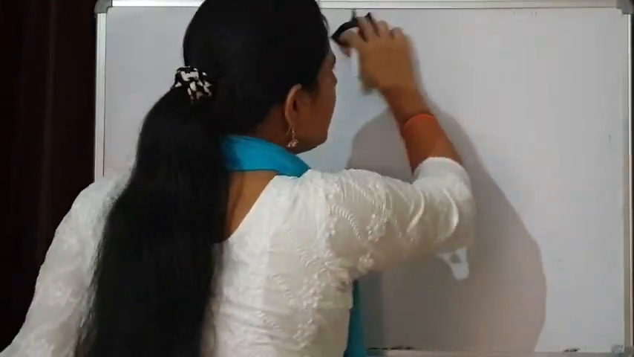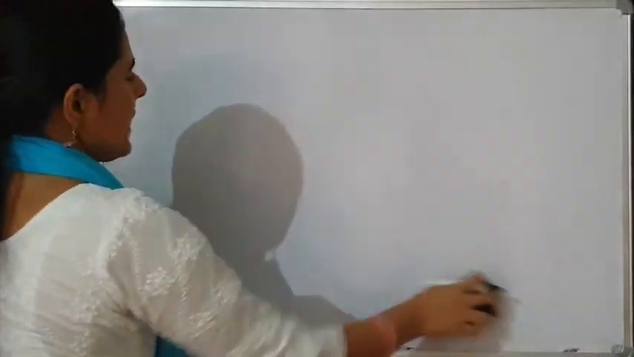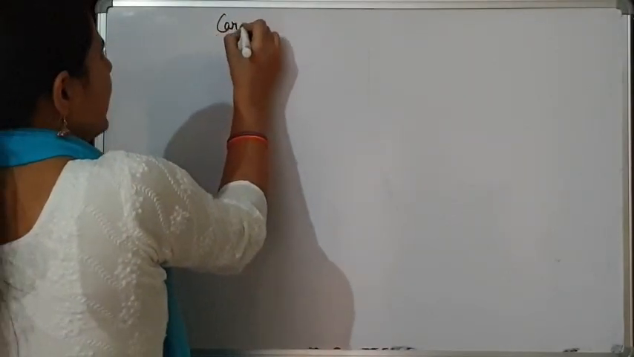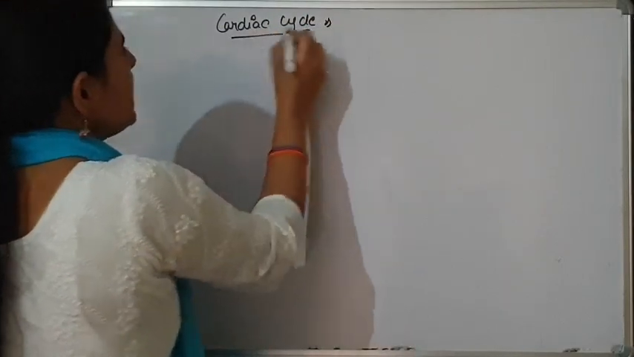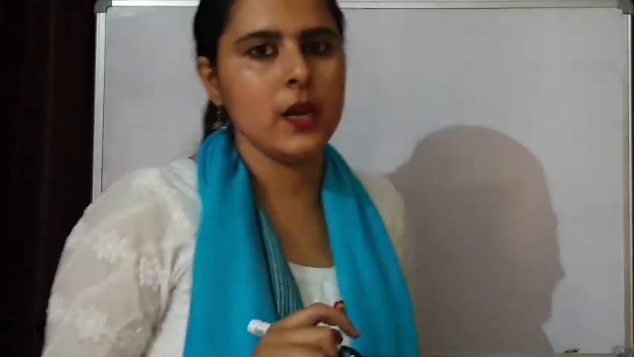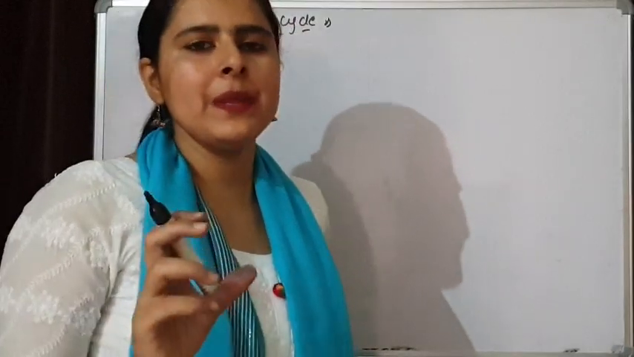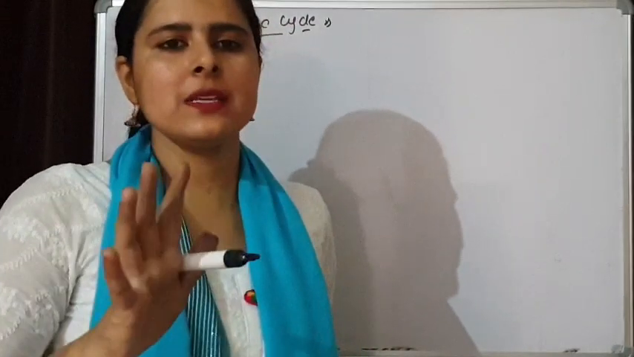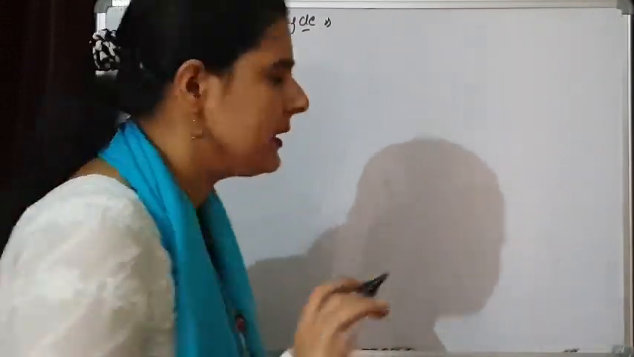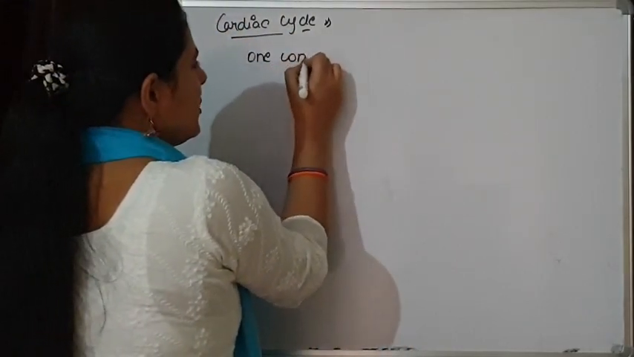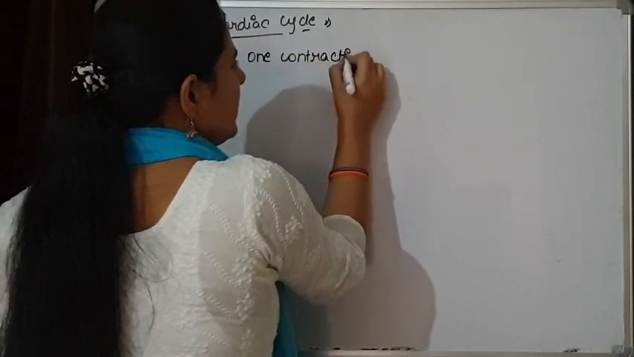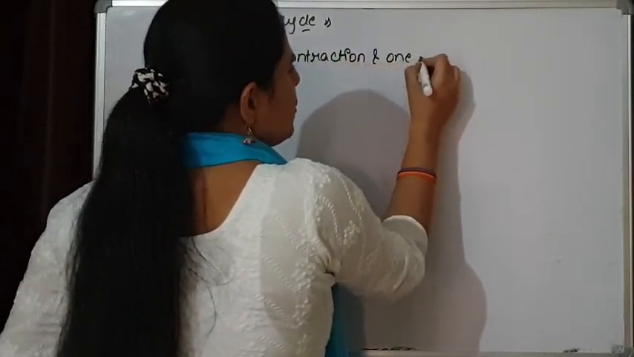This can easily be more understood by the cardiac cycle, the process of cardiac cycle. This cardiac cycle is explaining the functioning of the heart. Cardiac cycle simply means one heartbeat. One cardiac cycle means one heartbeat. One heartbeat or one cardiac cycle includes one contraction and one relaxation of heart.